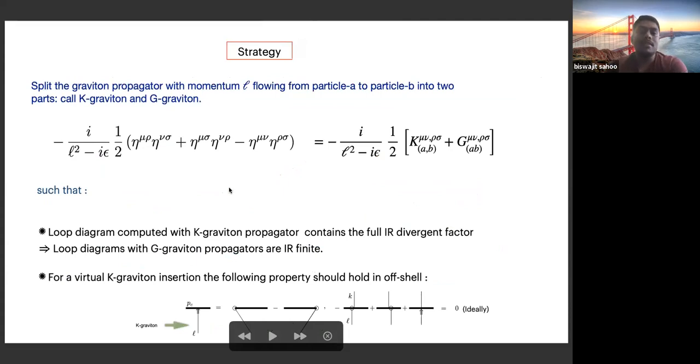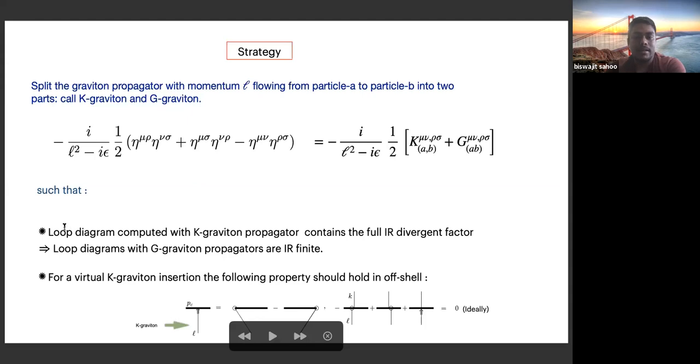So the strategy is that we will split the full graviton propagator, with momentum L flowing from particle A to particle B, into two parts. One part we will call the K graviton and the other part we will call the G graviton. You can see the propagator for the graviton in de Donder gauge, and we are splitting it into two terms, one is K and the other is G. And how to choose this K and G?